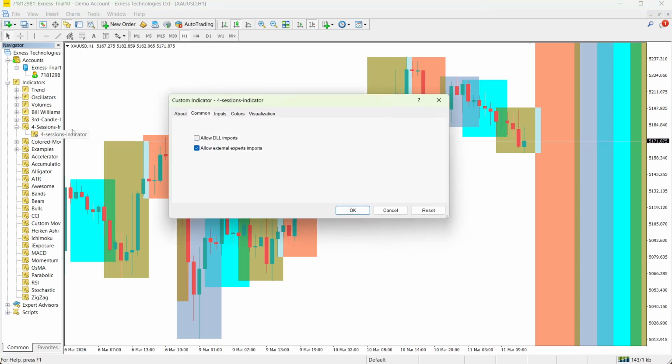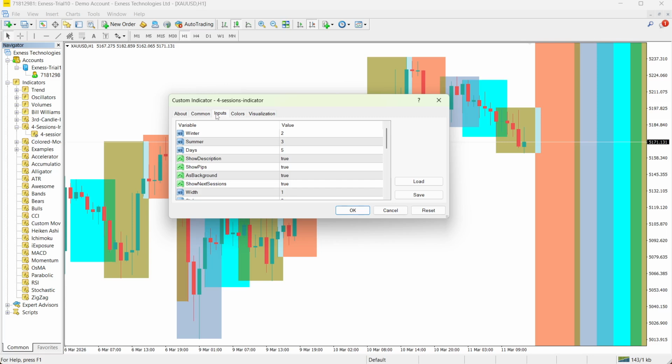As for the settings, let's take a look. Session time parameters let you define the start and end times for each major trading session according to your broker or local server time.